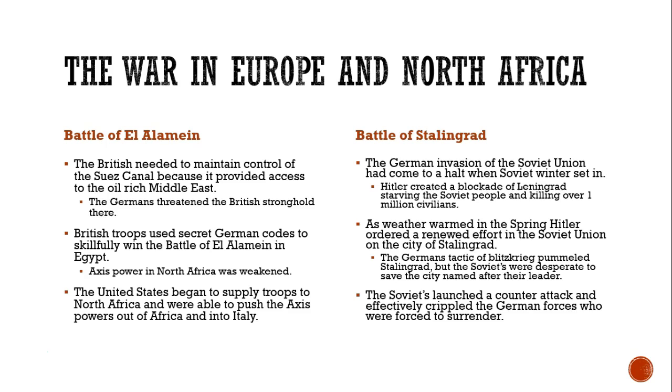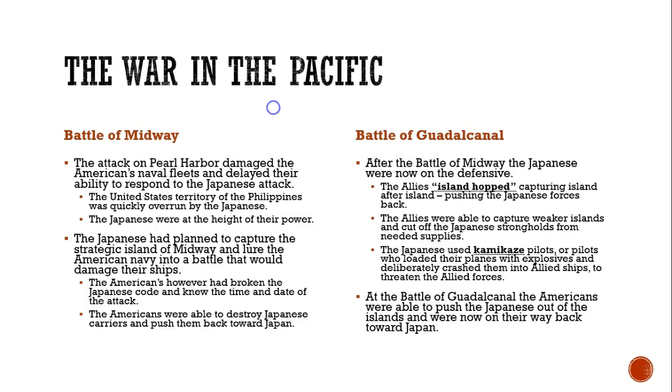As weather warmed in the spring, Hitler ordered a renewed effort in the Soviet Union on the city of Stalingrad. The Soviet Union knew that they needed to keep Stalingrad at any effort because if Stalin's city, that was named after him, was taken over, then all morale would drop. The German tactic of blitzkrieg pummeled Stalingrad, but the Soviets were desperate to save the city. The Soviets launched a counterattack and were effectively able to crumple the German forces and force them to surrender.